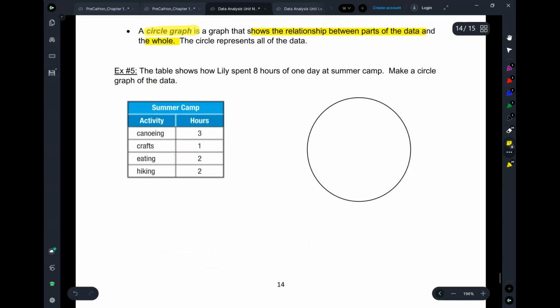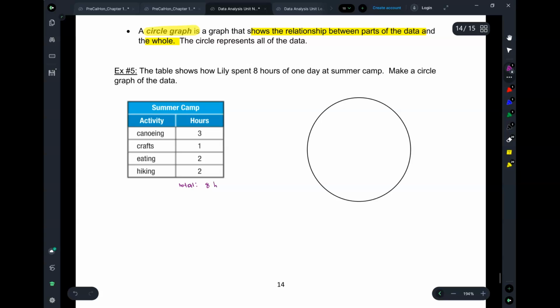Okay, so take a look at this one. This is a table on how Lily spent 8 hours of a single day at summer camp. And we want to make a circle graph, right? So remember, we have to compare the bits to the whole. So we have canoeing, crafts, eating, hiking, right? These are all the things that Lily spent time on. Well, how many hours does this make in total? 3, 4, 5, 6, 7, 8, right? So that's what you want to do first.